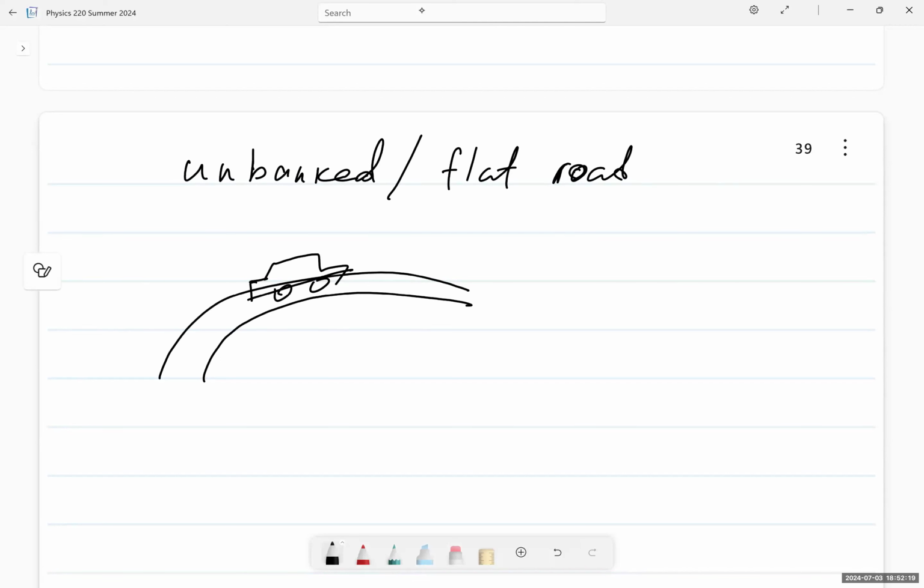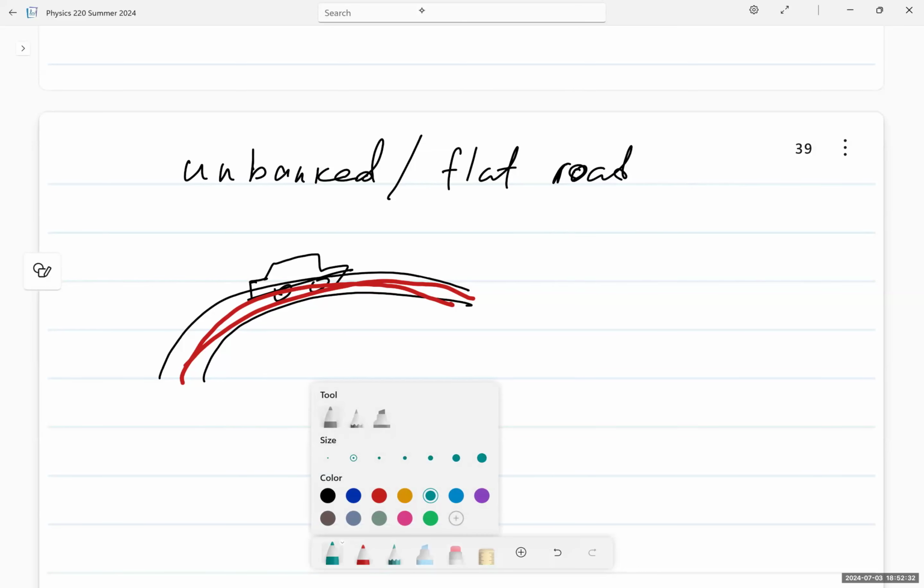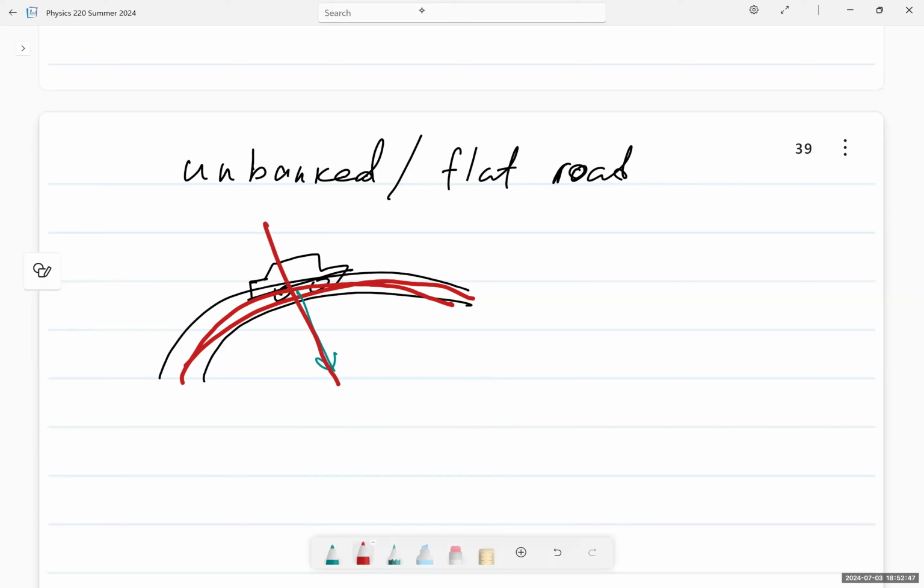But the idea is, if the car is not going straight and is actually making a turn like this, then in order for the car to make a turn, there has to be a force directed toward the center. Generally, if you have a car driving on a flat or unbanked road and it wants to successfully make a turn, the force that is radial is actually a static friction force.